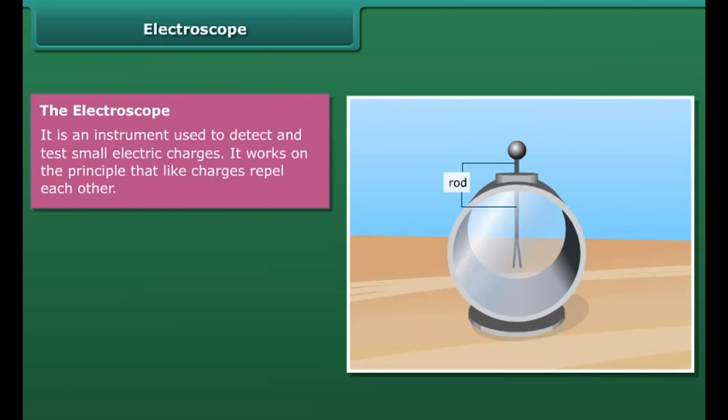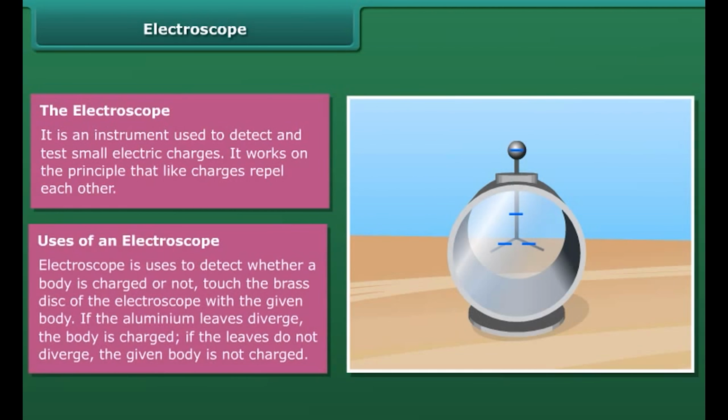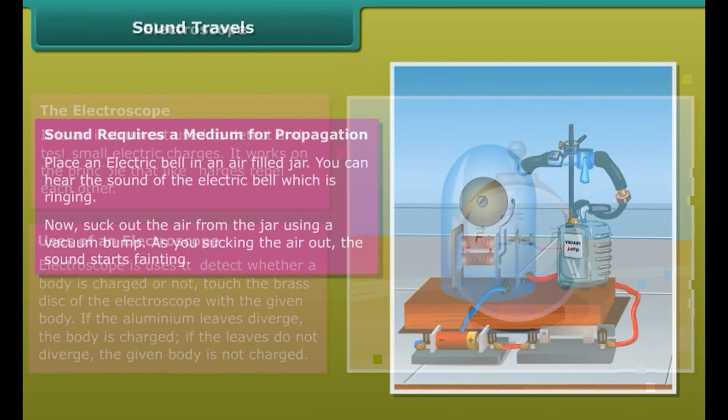Electroscope. It is an instrument used to detect and test small electric charges. It works on the principle that like charges repel each other. Uses of an electroscope. Electroscope is used to detect whether a body is charged or not. Touch the brass disc of the electroscope with the given body. If the aluminium leaves diverge, the body is charged. If the leaves do not diverge, the given body is not charged.